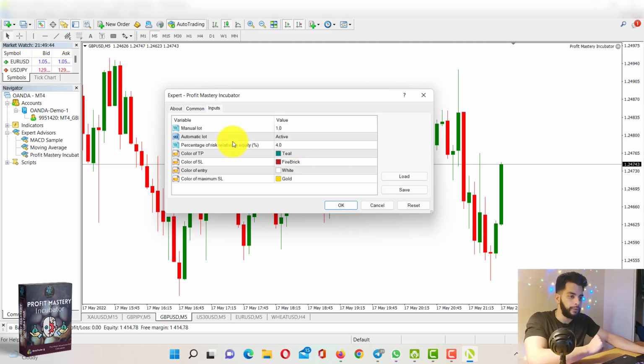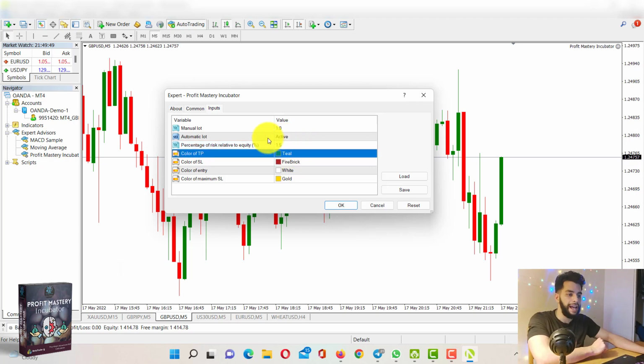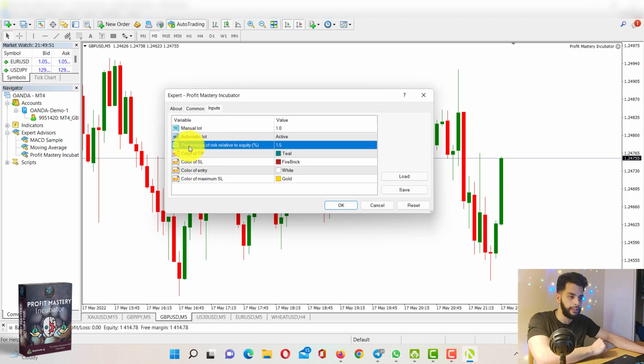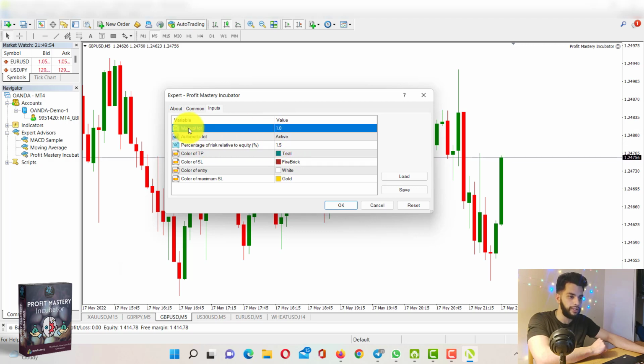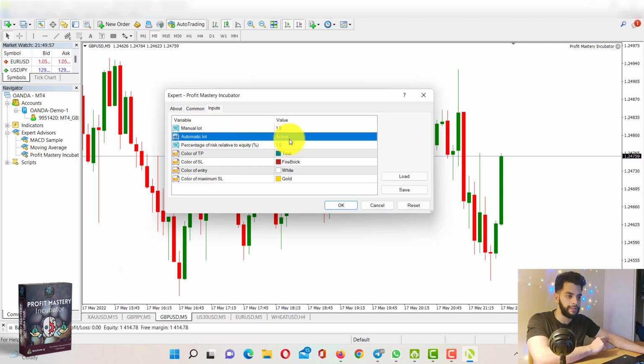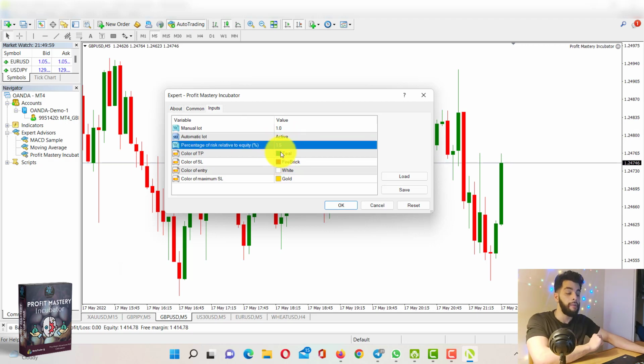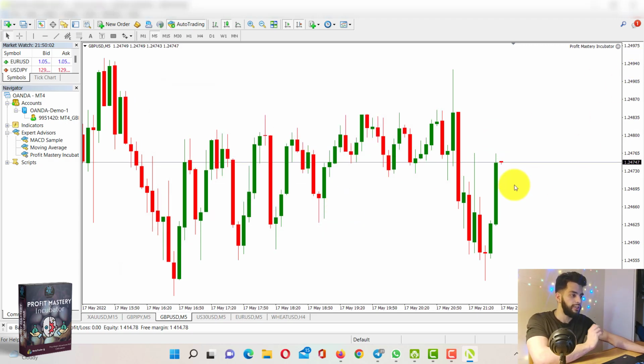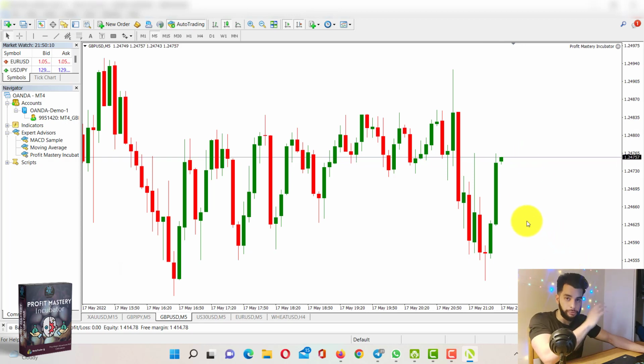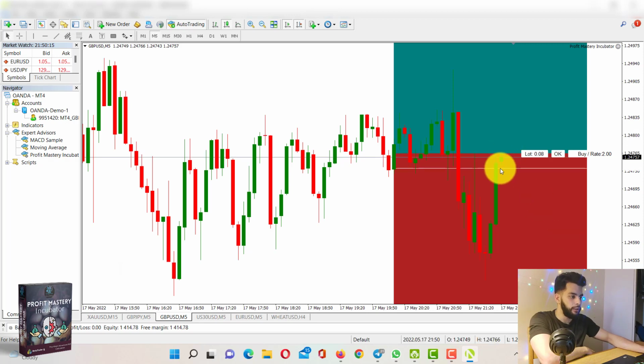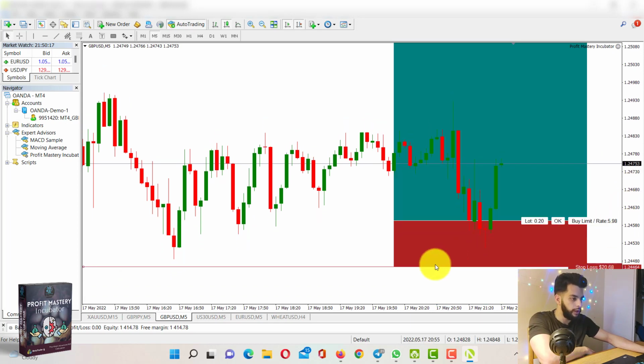So let's say that the percentage of risk relative to equity, I want to risk 1.5% in this trade. So I activate my automatic lot, which is activated right now. The percentage of risk relative to equity is 1.5%, and this one we don't deal with because this one is activated. So we just mention how much percentage we want to risk, and then okay. So you see that it's going to reset for me, and let's say that I have my high probability demand zone right here, and I want to put a buy limit because it's lower than the current price, and I just need to click buy, and this white line is my entry point, and I just put it here.